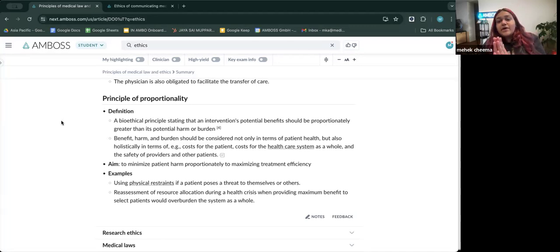Moreover, this is going to put them under financial, emotional, familial burden. And that's where the principle of proportionality comes into place.